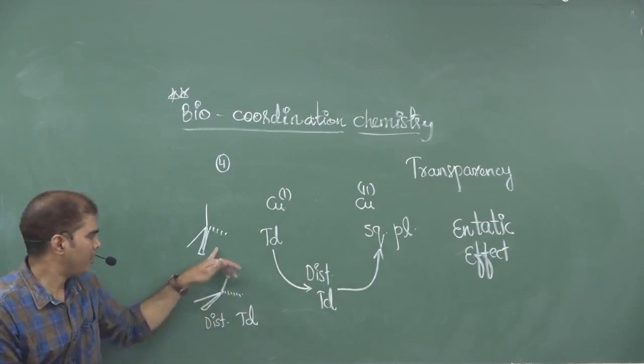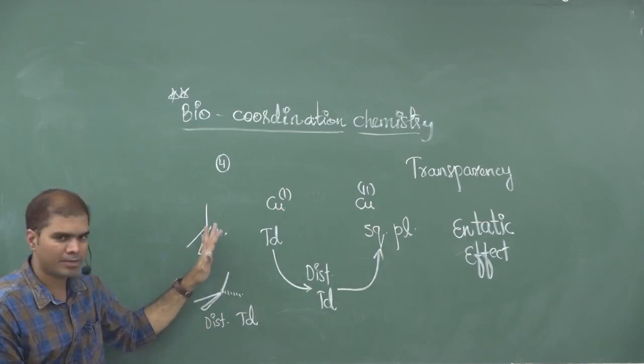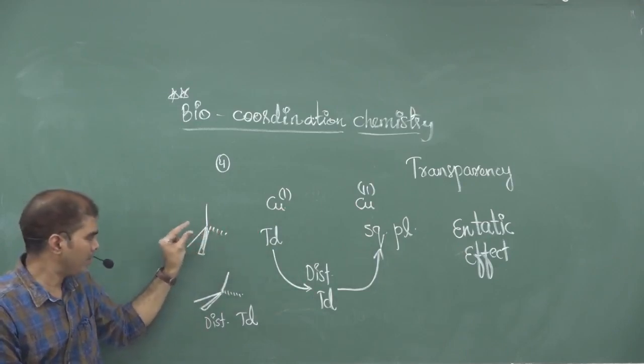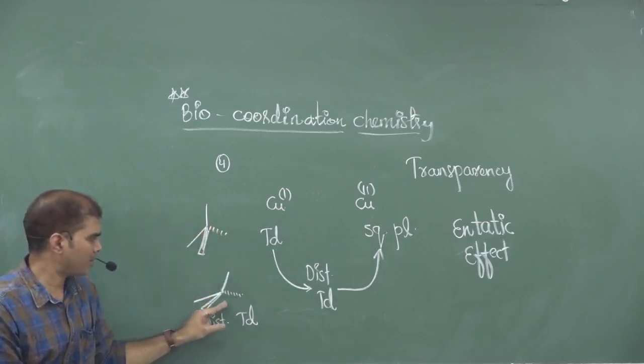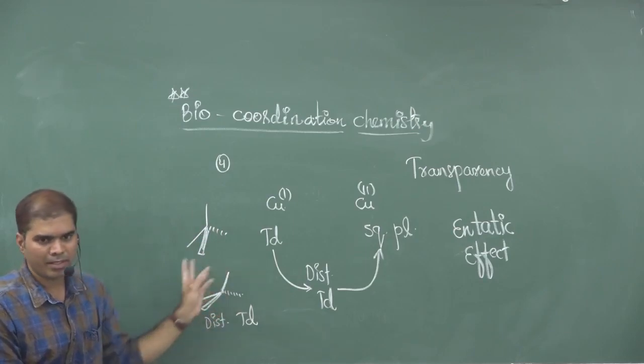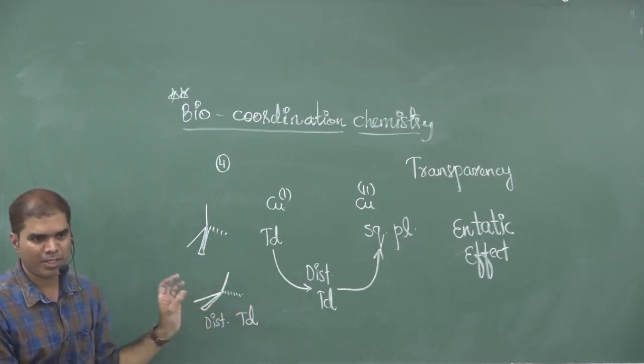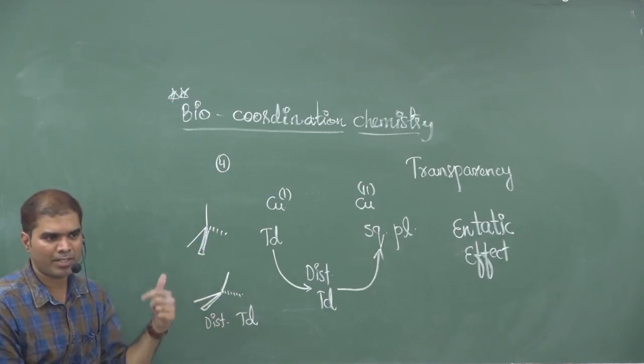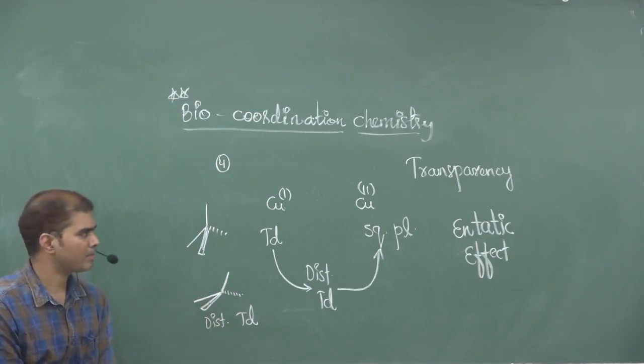If you want, you can roughly draw this. This is a perfect tetrahedron, supposedly. This will go on with some distortion so that it is very much closer to a square plane, and transition becomes easier. From a distorted tetrahedron into a square plane, the energy required will be less.